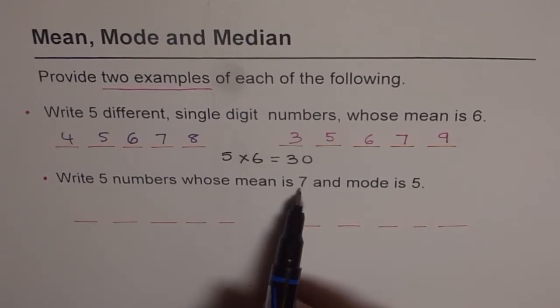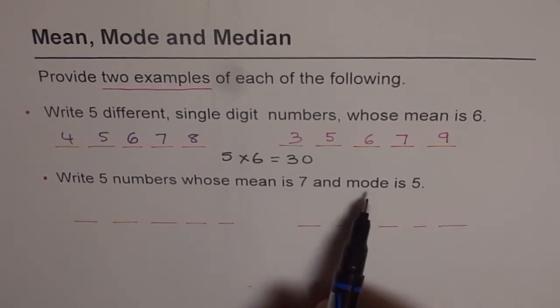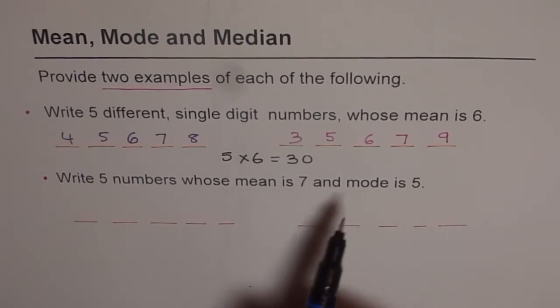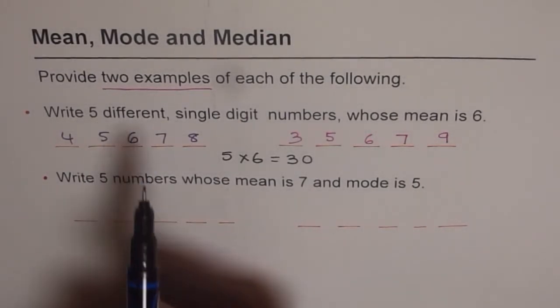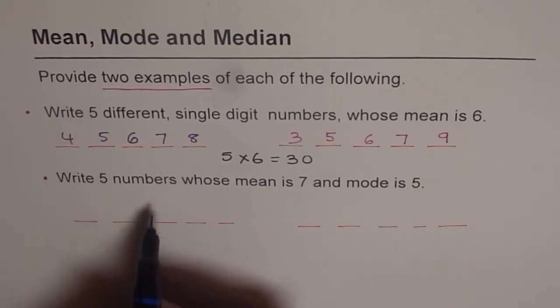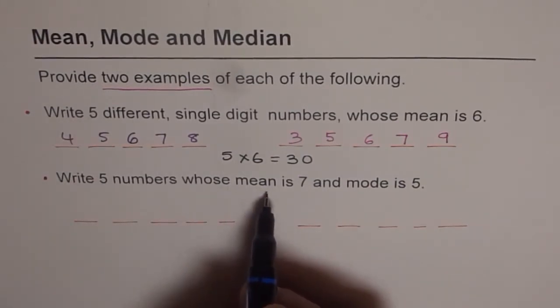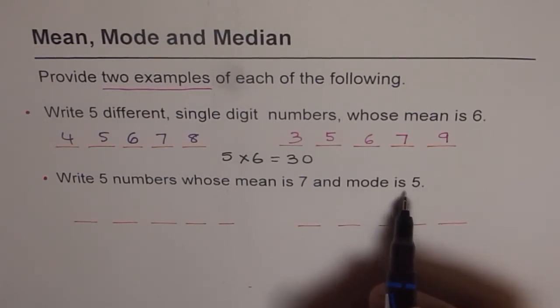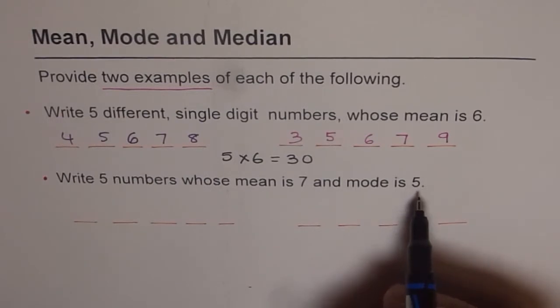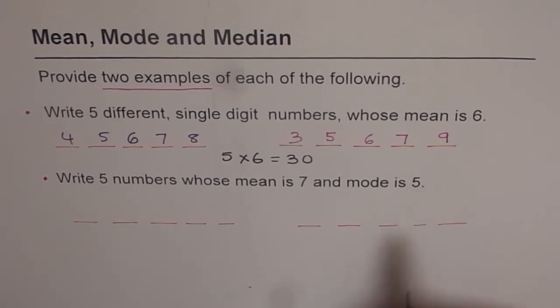7, right? Now here the numbers can repeat, right? So it is not 5 different numbers. Do you see? So that is the difference between these two questions. Now your numbers can repeat. It should. Why? Mode is 5. What is mode? Mode means most frequent. So at least 5 has to repeat, right? So that is how you have to understand the question.